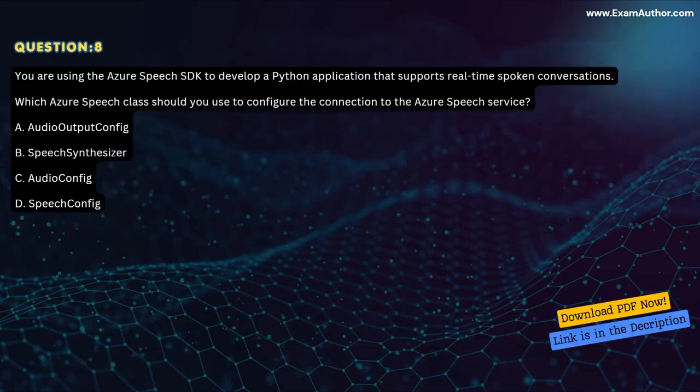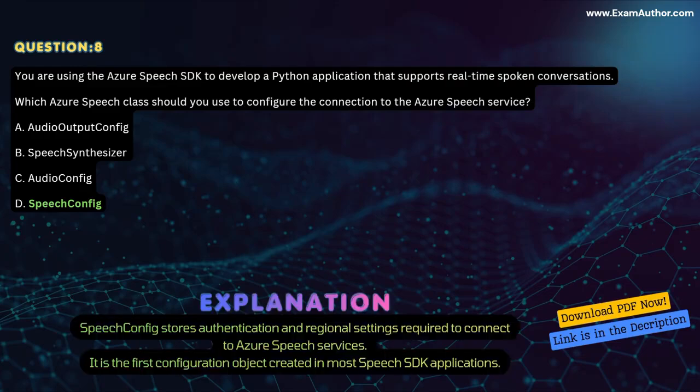Question 8. You are using the Azure Speech SDK to develop a Python application that supports real-time spoken conversations. Which Azure Speech class should you use to configure the connection to the Azure Speech service? A. Audio output config. B. Speech synthesizer. C. Audio config. D. Speech config. Answer D. Speech config. Explanation. Speech config stores authentication and regional settings required to connect to Azure Speech services. It is the first configuration object created in most Speech SDK applications.